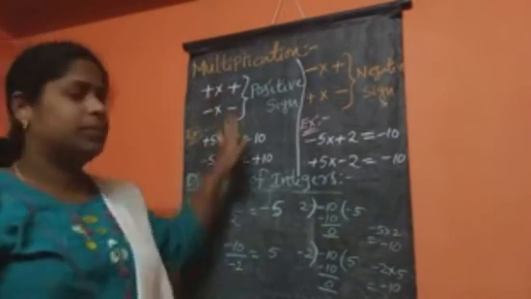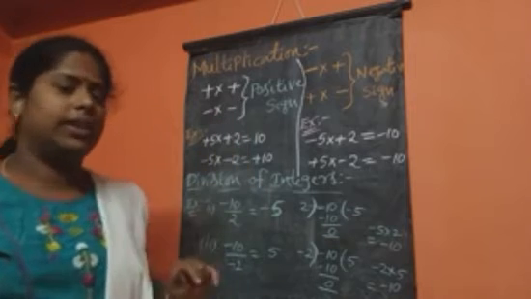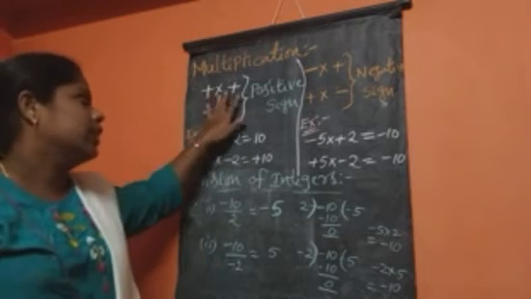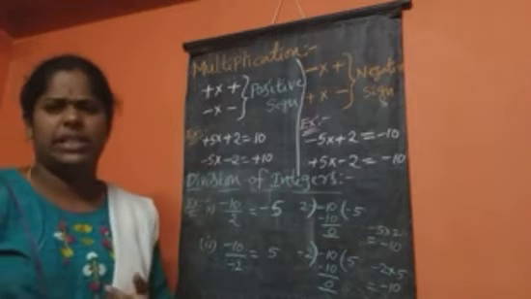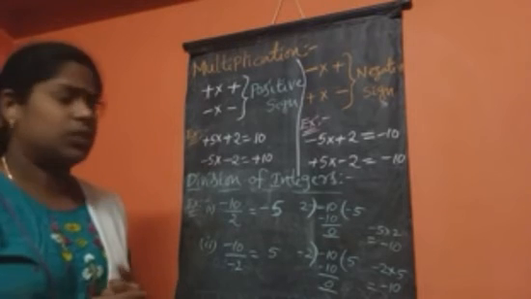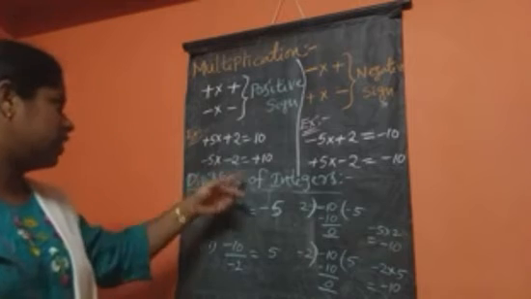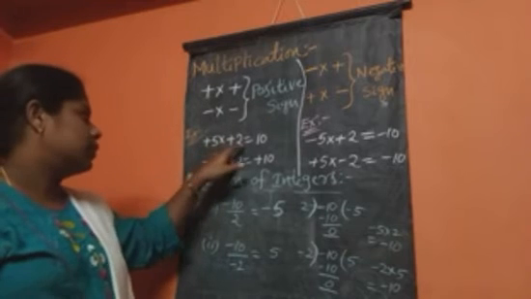First we have to observe the signs of integers. When two numbers have the same signs, we get a positive sign for the answer. Here is one example: plus 5 into plus 2 is equal to 10.